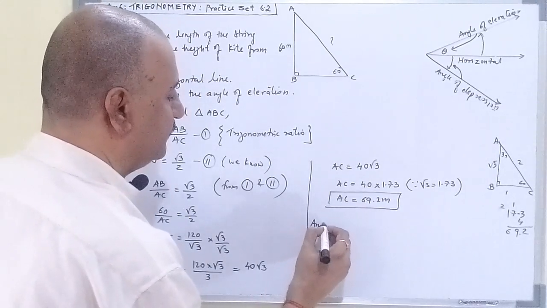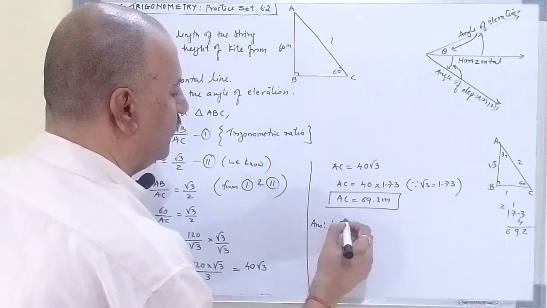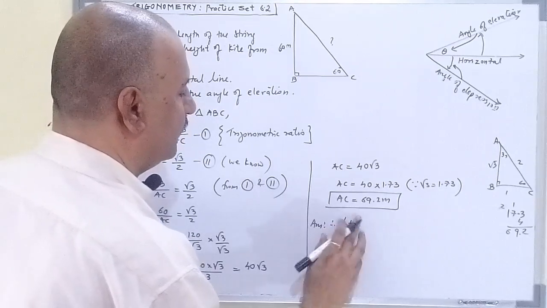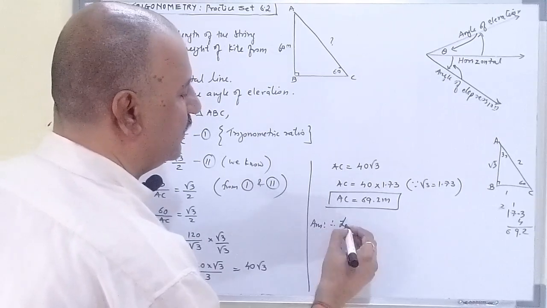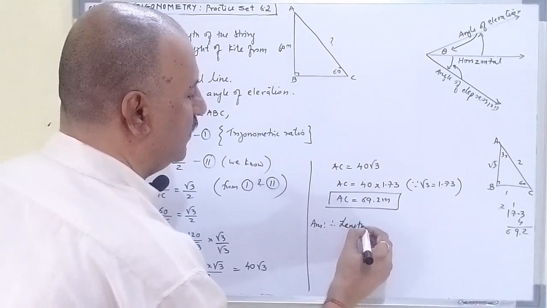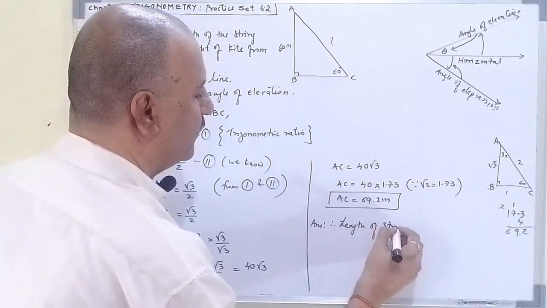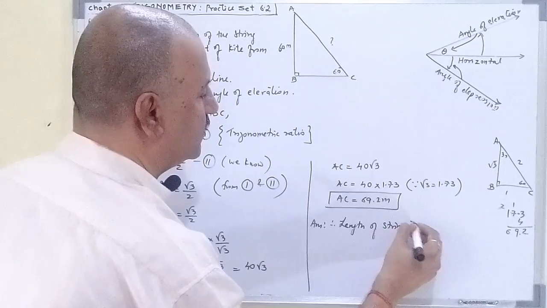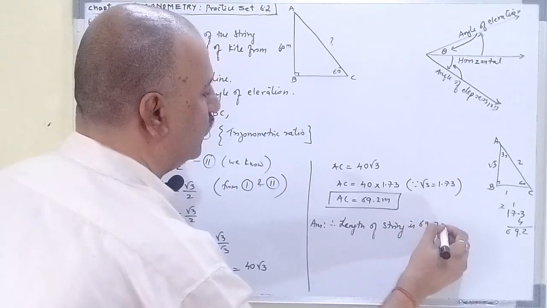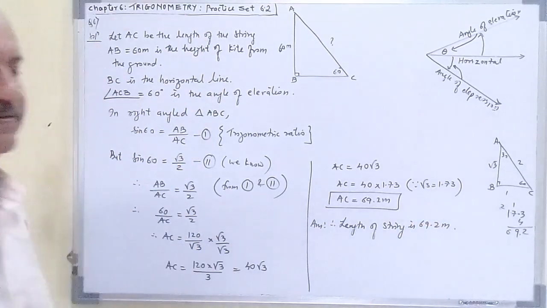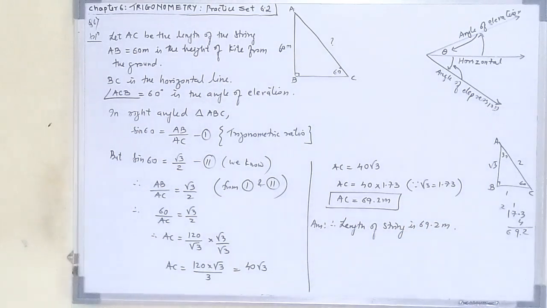Answer. Therefore, length of string is 69.2 meters. With that, we complete 6.2.